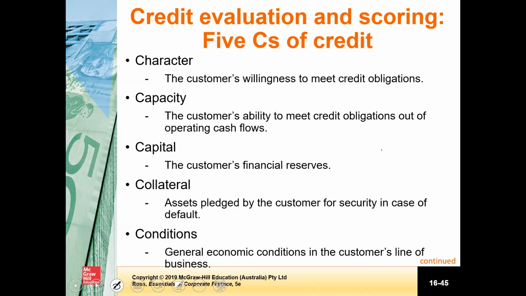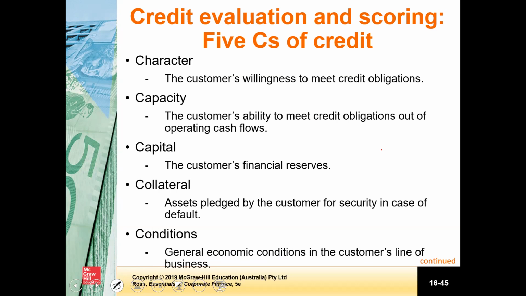So these 5 C's are character, capacity, capital, collateral, and conditions. Character is the customer's willingness to meet credit obligations. Capacity is the customer's ability to meet credit obligations out of operating cash flows. Capital is the customer's financial reserves. Collateral is securities backing up the credit, and conditions are the general economic conditions in the customer's line of business.